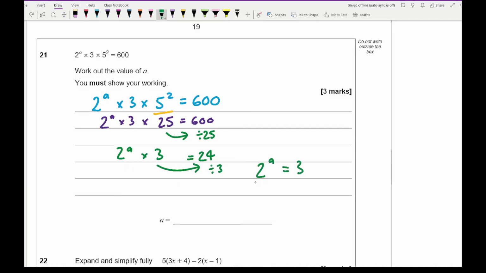So 2 to the power a times 3. So if I go 2 times 2, which is 4, times 3, so that should be an 8. And that gives me 8. So therefore the answer is how many 2's? And the answer is going to be 3.